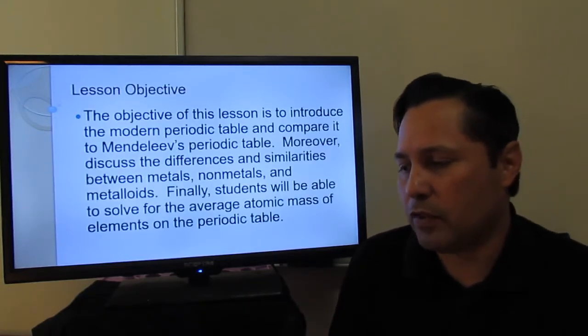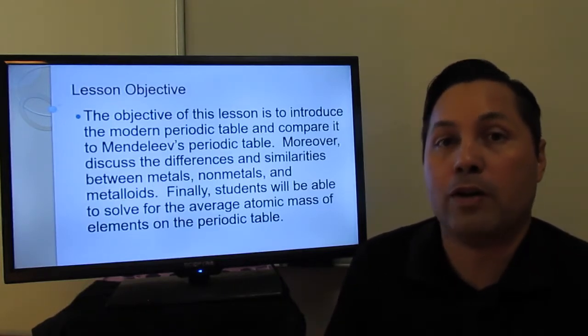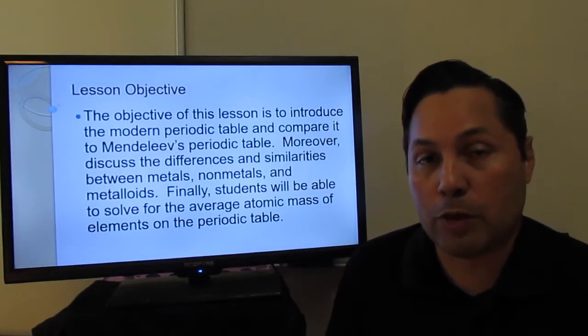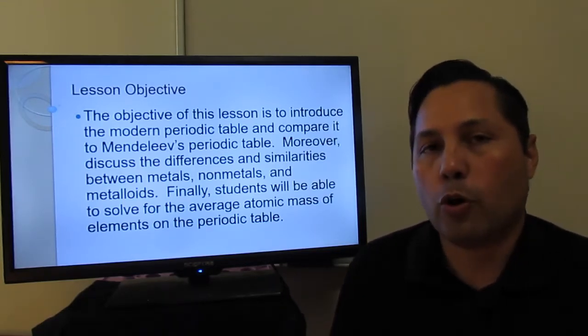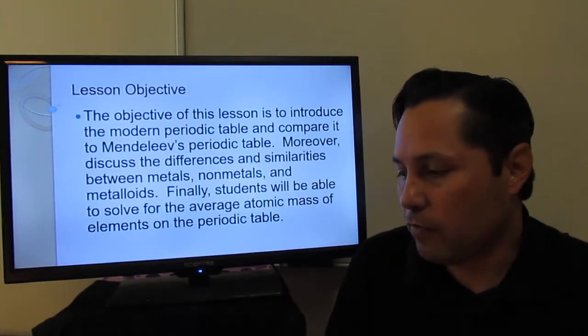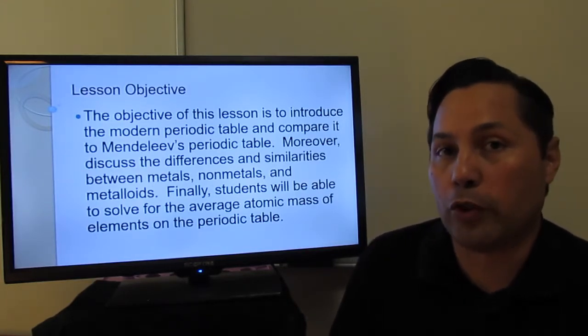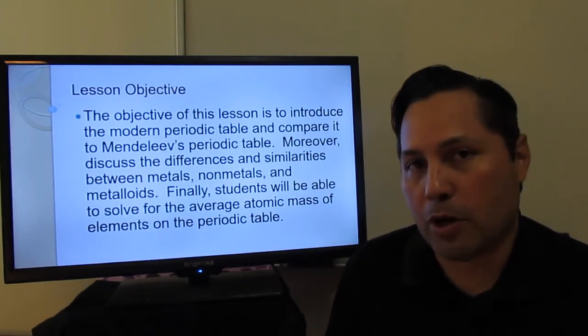Our lesson objective. The objective of this lesson is to introduce students to the modern periodic table and compare it versus the original periodic table from Dmitri Mendeleev. Also, our objective is to know the similarities and differences between metals, nonmetals, and metalloids. And finally, students will be able to solve for the average atomic mass for elements in the periodic table.